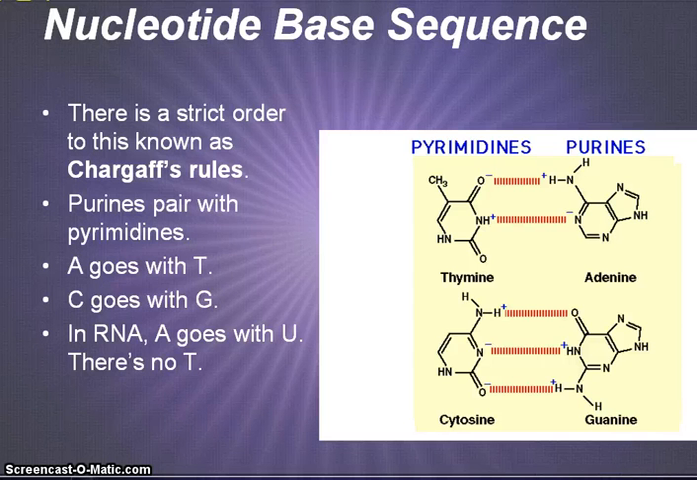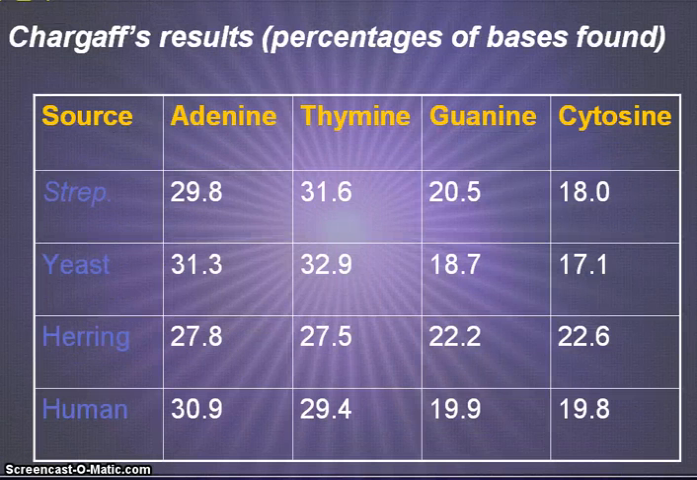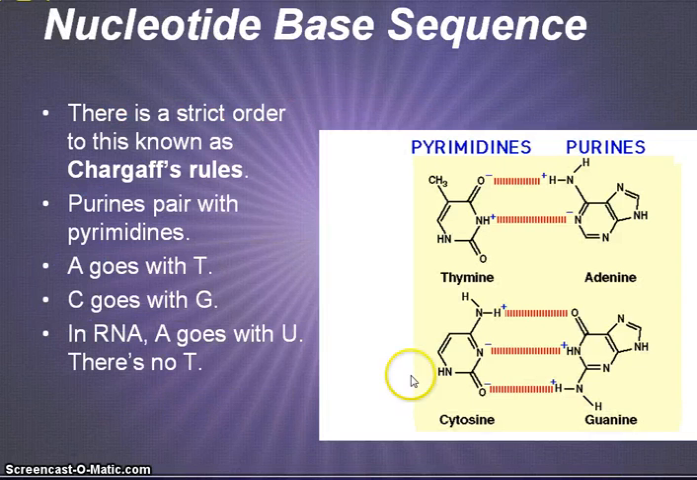If you remember what we learned about Erwin Chargaff, you'll remember that he came up with rules of which nucleotides would pair with each other. And there's a reason they pair the certain ways that they do. Purines will always pair with pyrimidines. So you always have one big molecule with one short molecule. Again, one big one, one little one. So A always goes with T every time. Adenine and thymine go together.